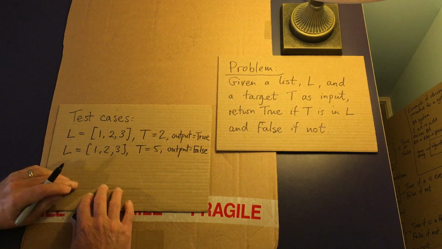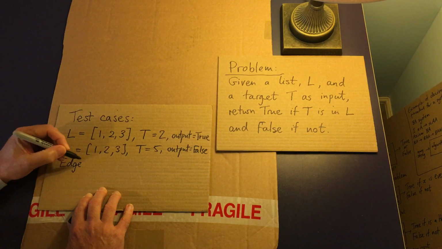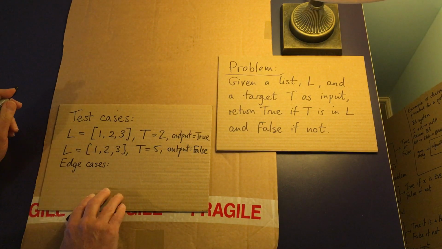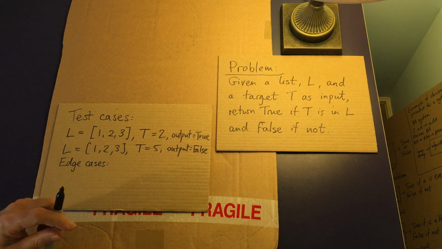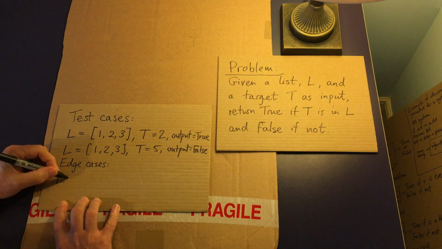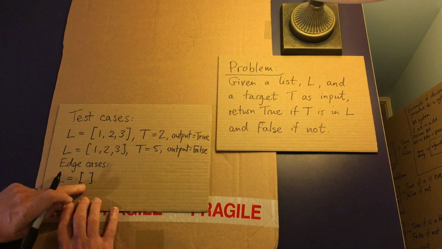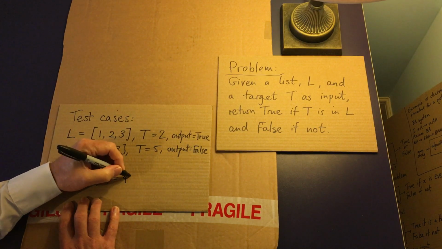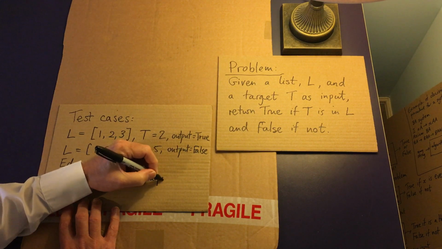We also need to think about what are known as edge cases. Edge cases are ones which are not typical cases. They're ones where you're thinking about what's the smallest input I could get, or what's the biggest input I could get. Well, the smallest input I could get would be the empty list. So in other words here, if L is the empty list and T is a number, well, it doesn't really matter what it is, 42, the output must be false.